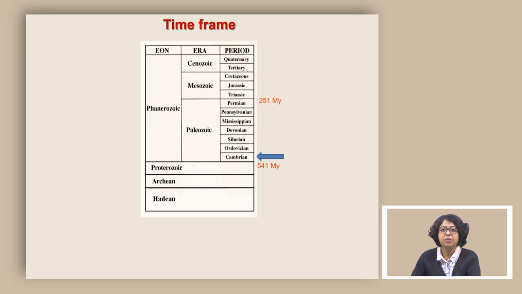Just to orient ourselves, the time that we are talking about is Cambrian. This is the time as part of the Phanerozoic, and more specifically it is part of the Paleozoic era. We are looking at the first period of Paleozoic era called Cambrian, and the boundary is somewhere around 541 million years.